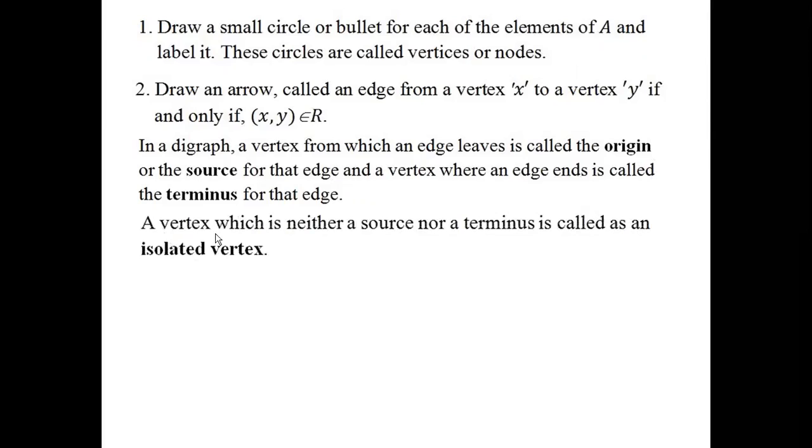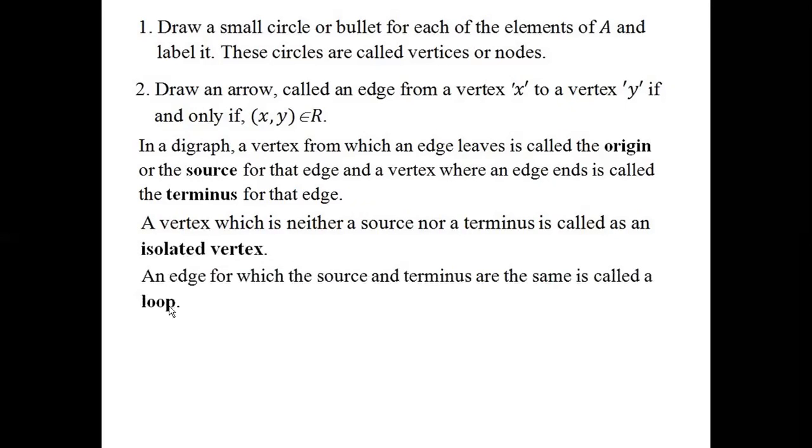Next, a vertex which is neither a source nor a terminus is called an isolated vertex. Suppose no edge is coming to that vertex or no edge leaves from a particular vertex, then it obviously becomes an isolated vertex.